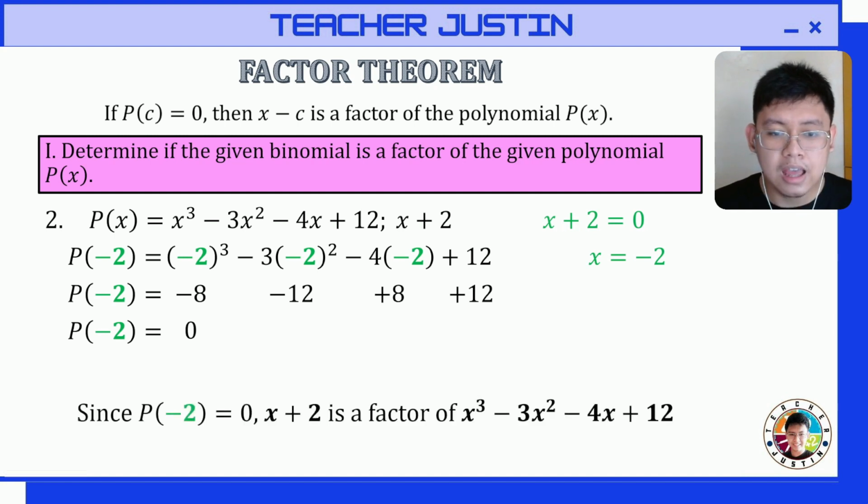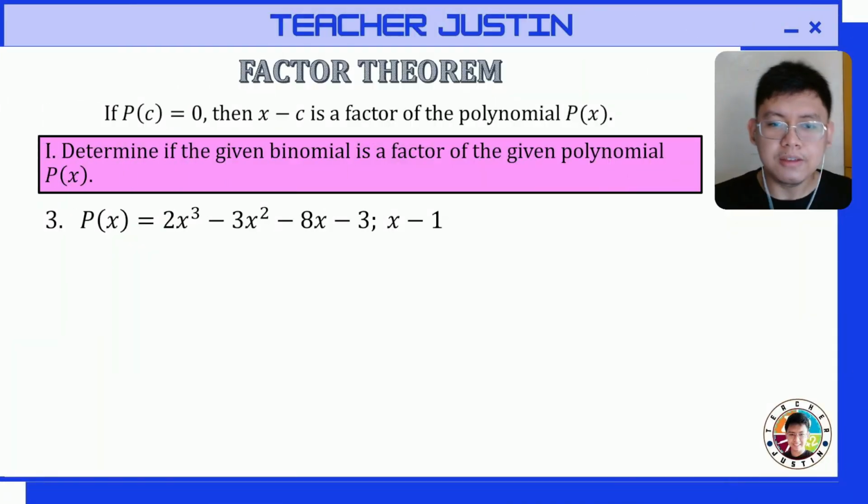And since our p of negative 2 is equal to 0, we can say that x plus 2 is a factor of our polynomial function x cubed minus 3x squared minus 4x plus 12. And that's it. Ta-da! Alright.